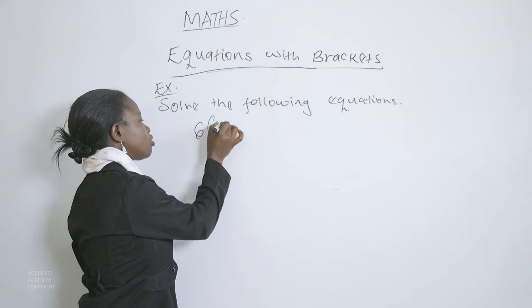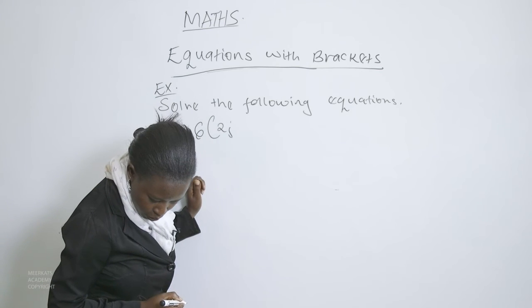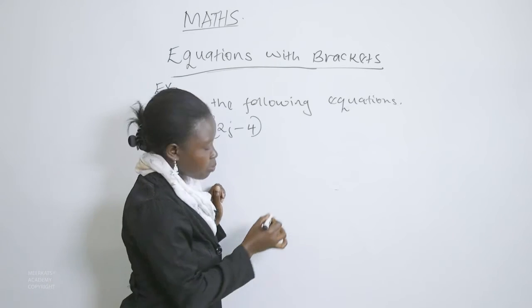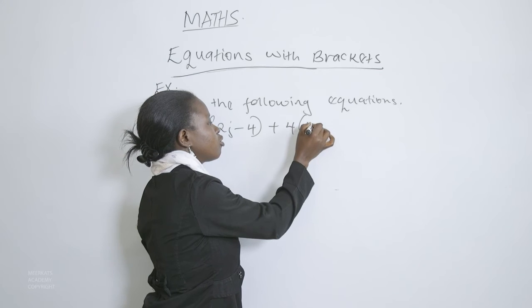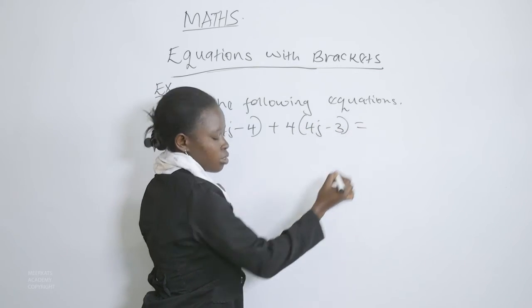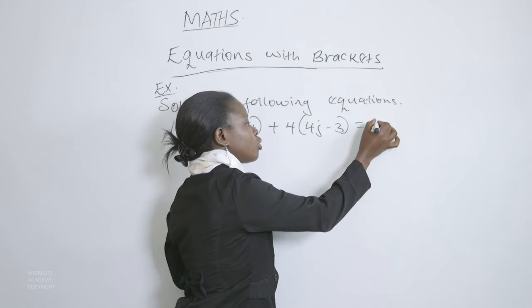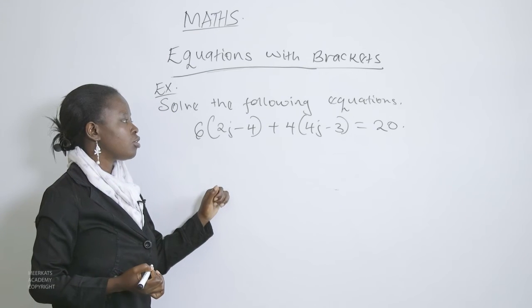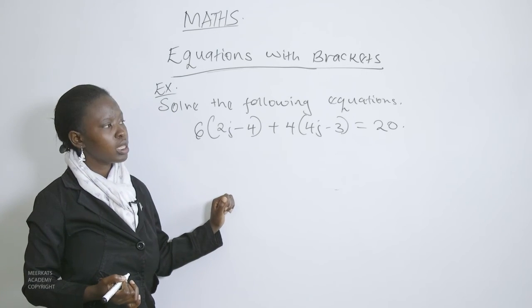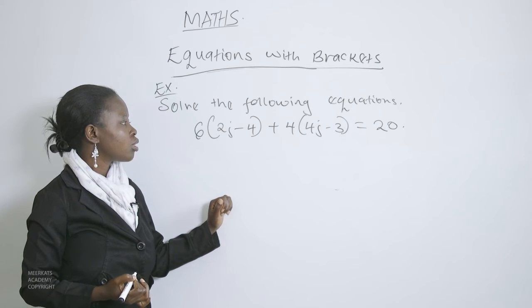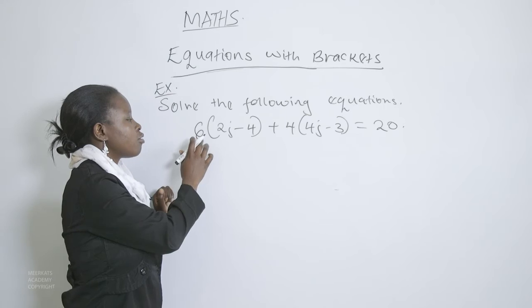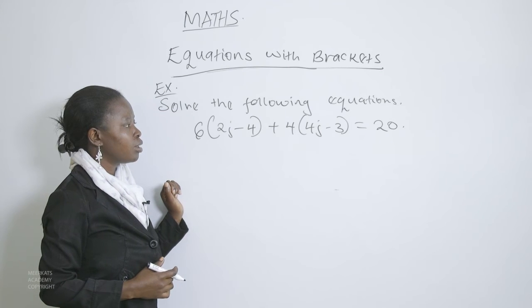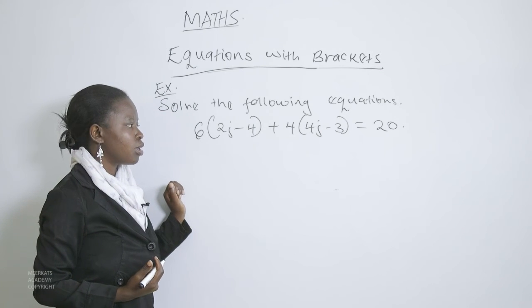So we have 6 into 2j minus 4, then plus 4 into 4j minus 3 is equal to 20. So we have those brackets that we need to expand, collect the like terms, and simplify or solve the given equation. So when we have a number outside the bracket, we are simply having to multiply the number outside the bracket with the contents that are inside the given bracket.